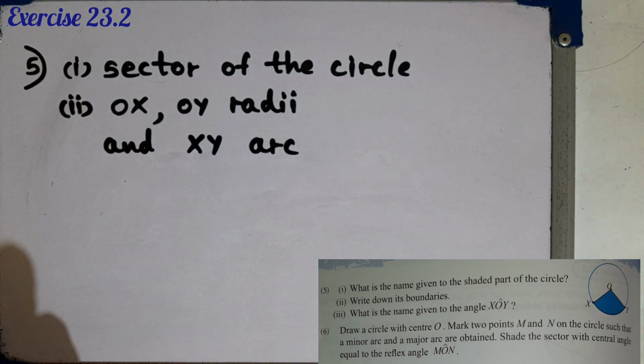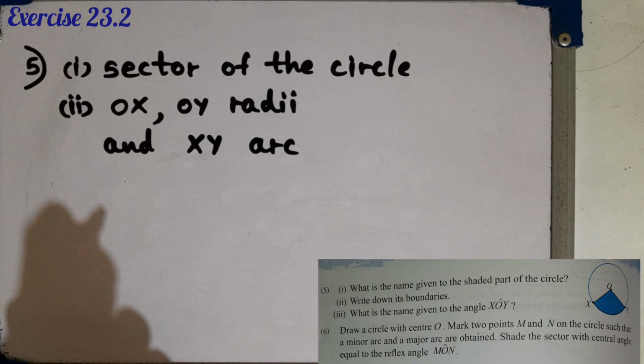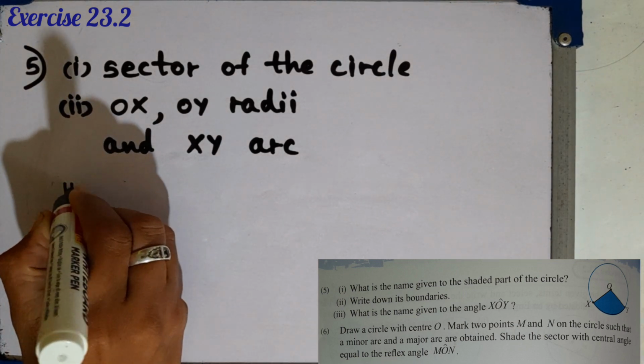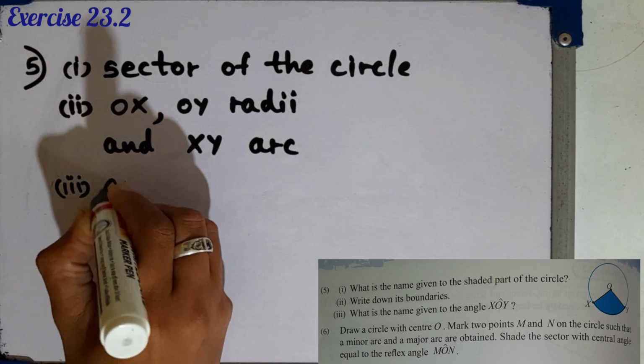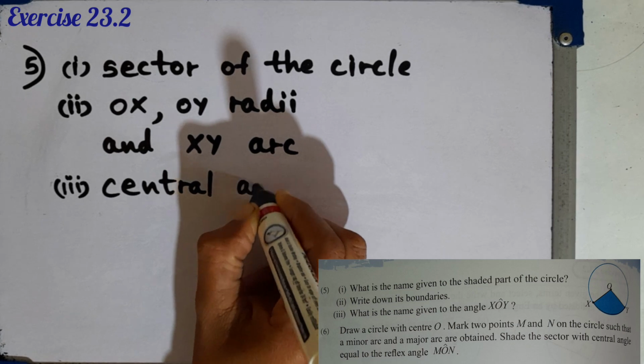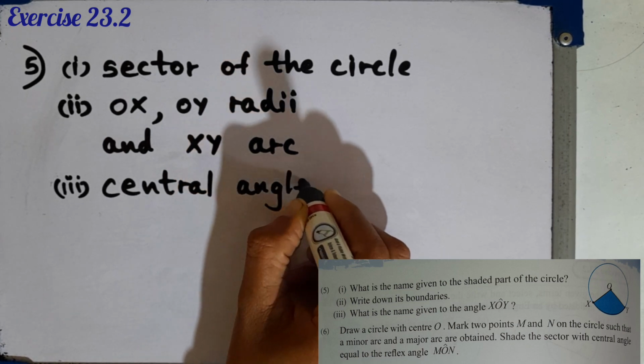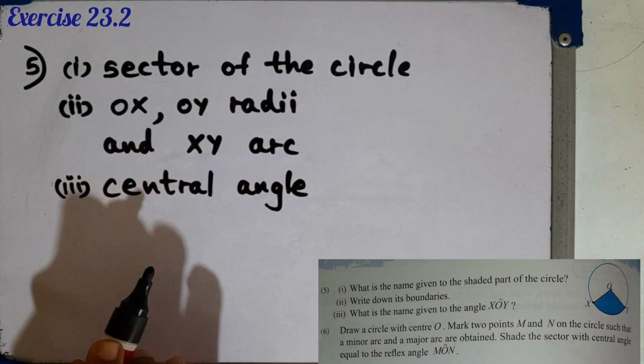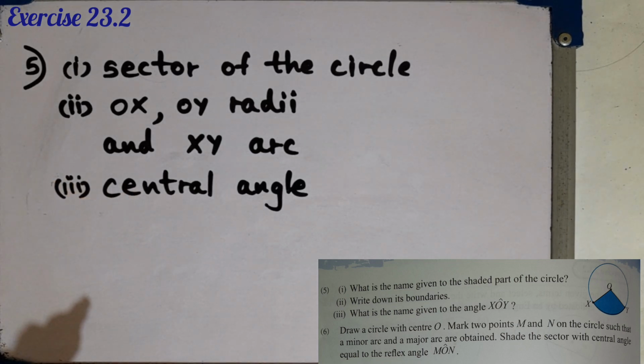Then in the third part, what is the name given to the angle XOY? Angle XOY is the central angle. You can name it as acute angle XOY. That is the central angle.